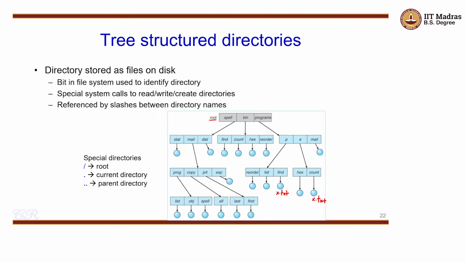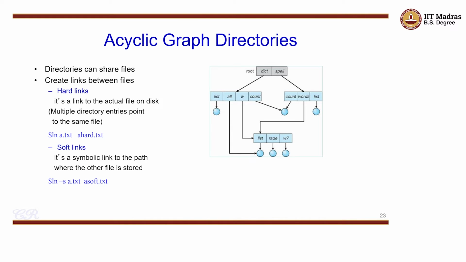Now, this directory structure as well as the files are stored on the secondary storage device. A bit in the file name, a bit in the file system entry or the inode is used to distinguish between a directory and a particular file. So there are also special system calls to read, write or create directories. So directories can also share files.